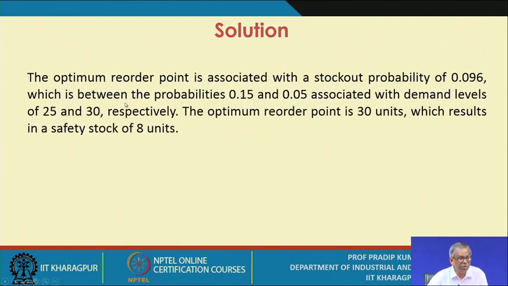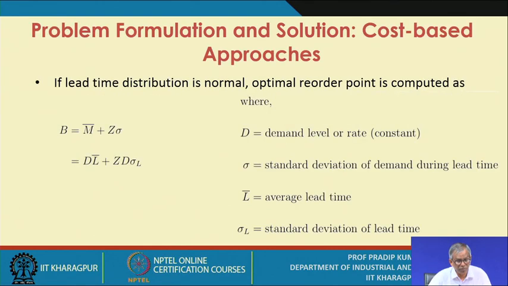What you calculate is that the optimal reorder point is associated with the stockout probability of 0.096, which is between the probabilities of 0.15 and 0.05. I have explained it very clearly, associated with demand levels of 25 and 30 respectively. So the optimal reorder point is 30 units, which results in a safety stock of 8 units. So please go through this problem. I am sure that you will be able to understand all the details of this numerical problem.